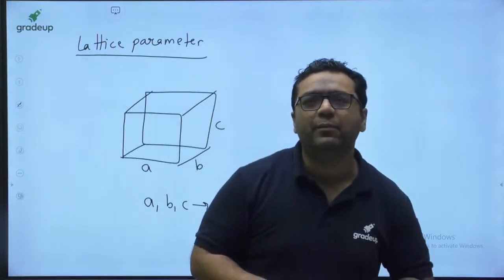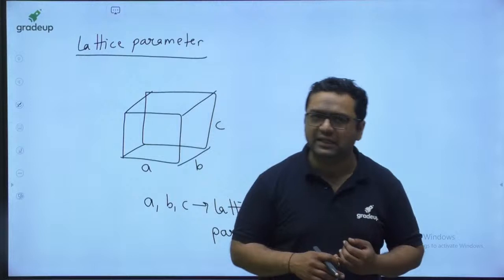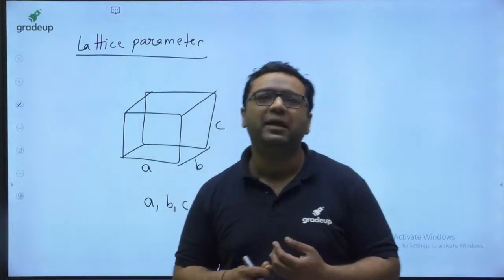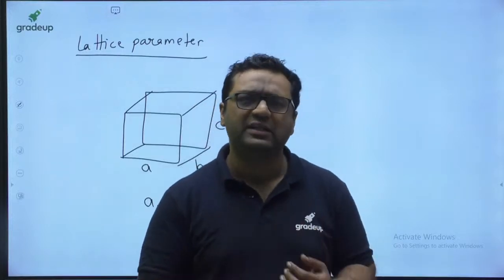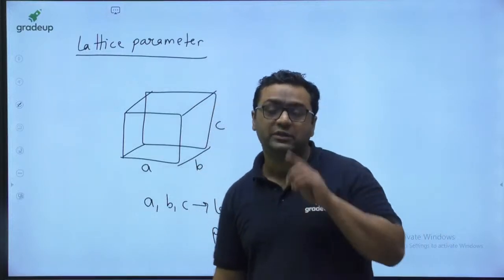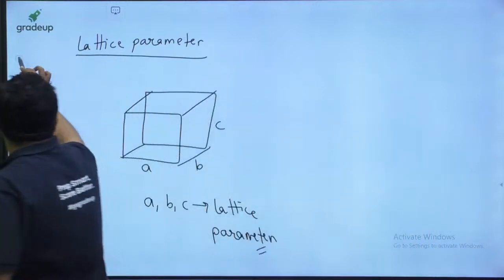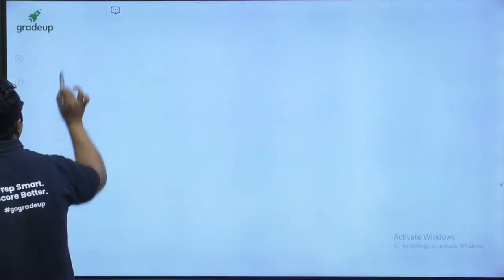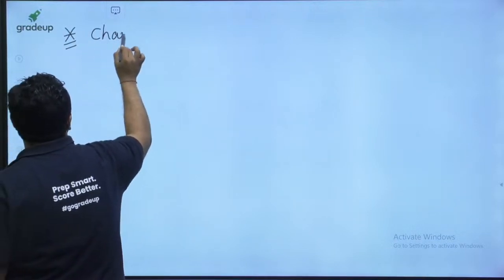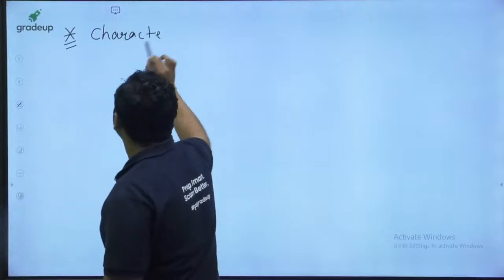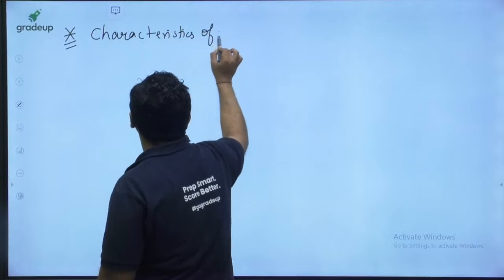So we have seen one by one all the definitions. Now, my dear, we are coming to the characteristics of the unit cell, the very first topic from which questions are to be asked. So, my dear, we are going to start the very first topic from which the question will be coming, and that topic is nothing but the characteristics of the unit cell. Characteristics of the crystal structure. Characteristics of unit cell.